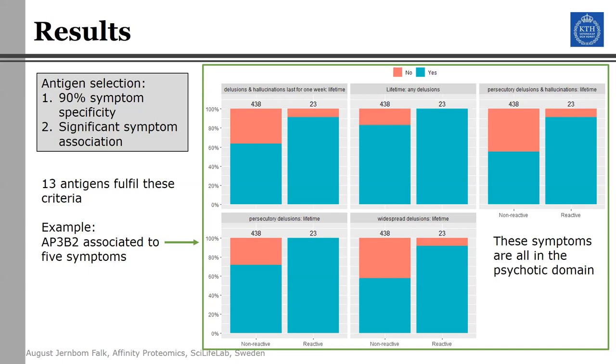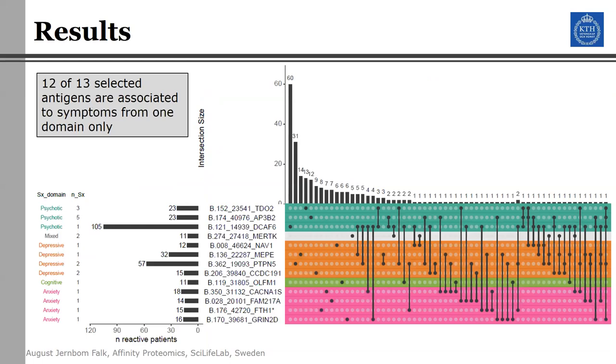And an example here is in the green box to the right. That's AP3B2, which is associated to 5 different symptoms of psychosis. So we've got the presence of delusions during the patient's lifetime, delusions and hallucinations that last for 1 week, persecutory delusions, and so on. What's interesting here is that these symptoms all are from the psychotic domain of symptoms in psychiatric disorders. This was a pattern that we noted in 12 out of the 13 antigens selected with this procedure. So we have 3 antigens that are associated to symptoms from the psychotic domain, 4 antigens associated to symptoms from the depressive domain, and another 4 antigens associated to symptoms from the anxiety domain.